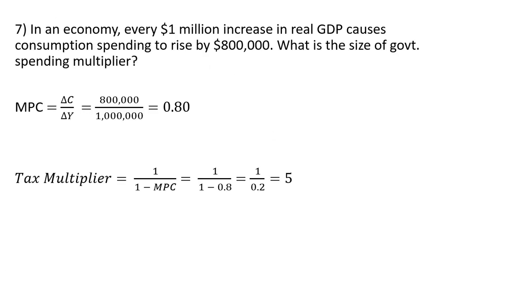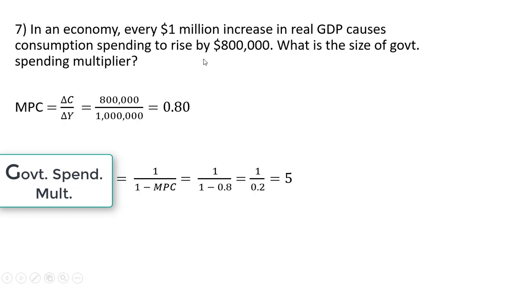And in problem 7, in an economy, every $1 million increase in real GDP causes consumption spending to rise by 800,000. What is the size of the government spending multiplier? So the first thing we need to do here is solve for the marginal propensity to consume, which is the change in consumption divided by the change in Y. So consumption goes up by 800,000 from a $1 million increase in real GDP, real income. That implies that the MPC is 0.8. Plugging this 0.8 into our government spending multiplier, we get a government spending multiplier equal to 5.